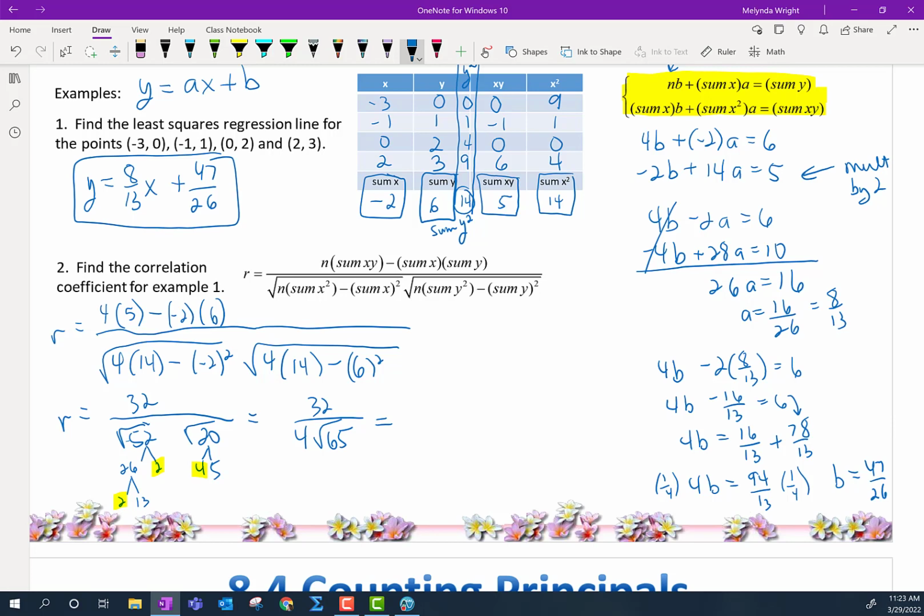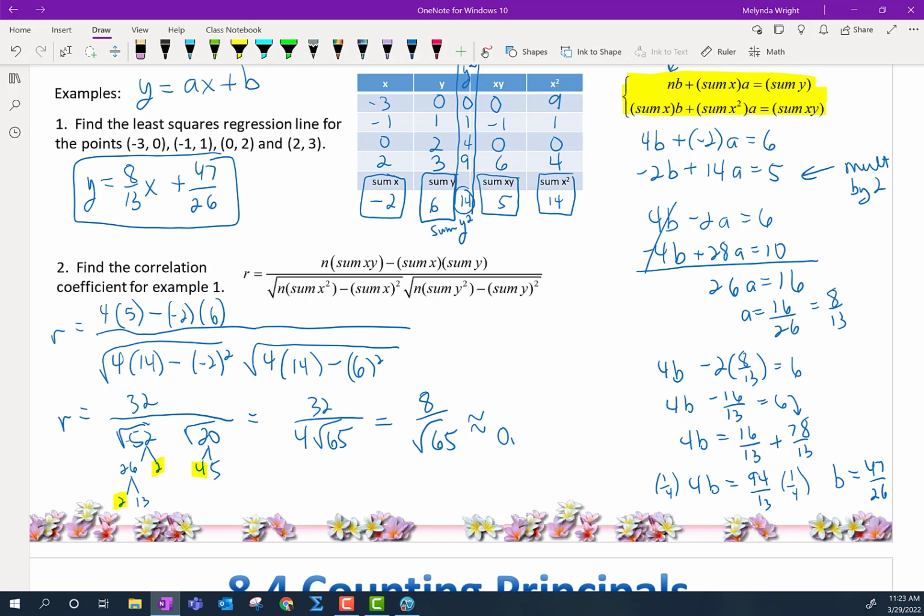Lots of numbers, huh? 32 fourths is 8. So my correlation coefficient is 8 over root 65. Now, who even knows what that decimal is? Really, we want a decimal so that we can get a good approximation. So, of course, we would have a calculator.